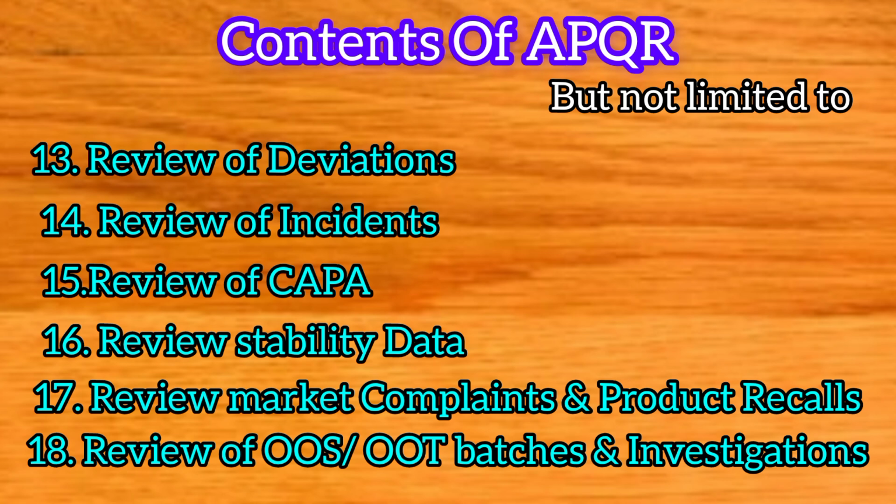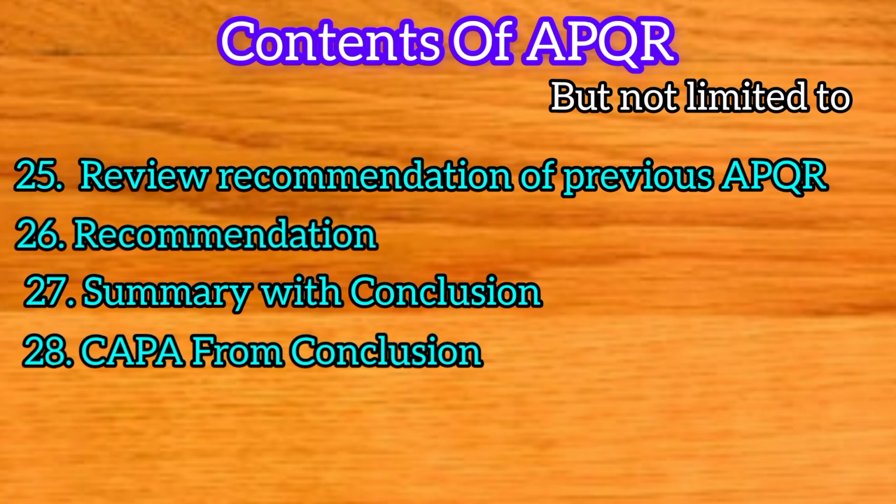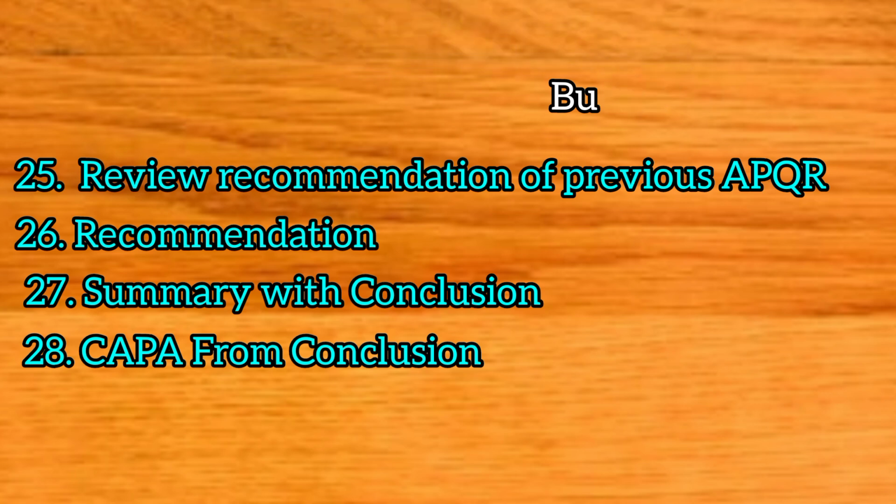17. Review market complaints and product recalls. 18. Review of out of specifications or out of trends batches and investigations. 19. Review of control samples. 20. Regulatory status and audit observation of product. 21. Review details of batch failure and reprocessing. 22. Review details of returned goods. 23. Review post-approval changes and marketing authorization. 24. Review of field alert. 25. Review recommendations of previous APQR. 26. Recommendation. 27. Summary with conclusion. 28. Corrective and preventive actions from conclusion.